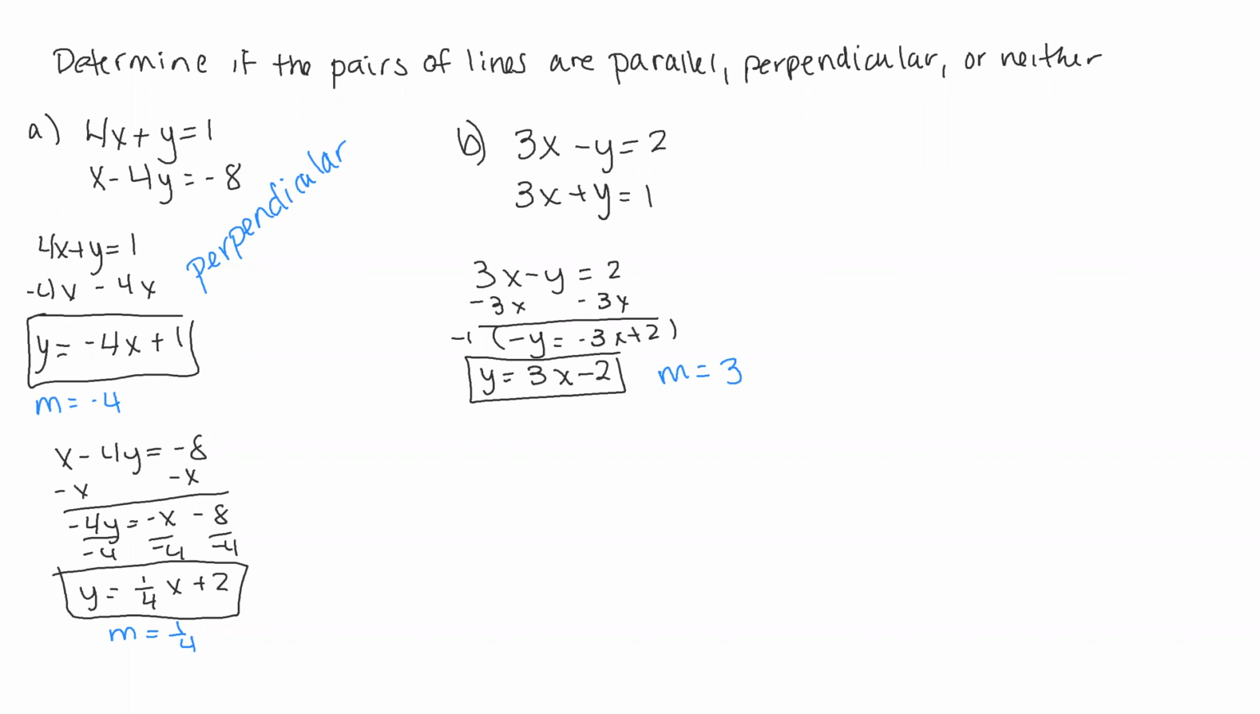Now, for the second equation, I had 3x plus y equals 1. I would need to subtract 3x. That leaves me with y equals negative 3x plus 1. So solved for y, the slope here is negative 3. So right off the bat, it looks like the slopes are 3, but one's negative, one's positive. So again, the slopes are not exactly the same.